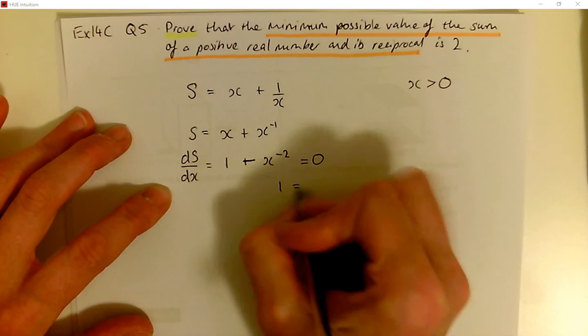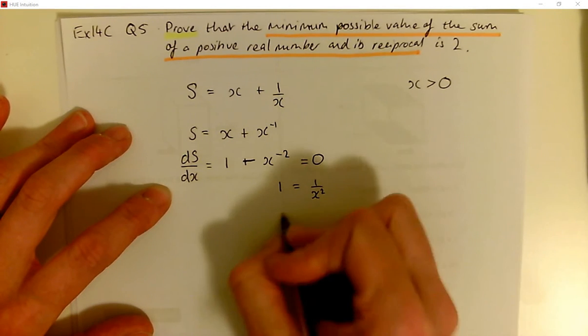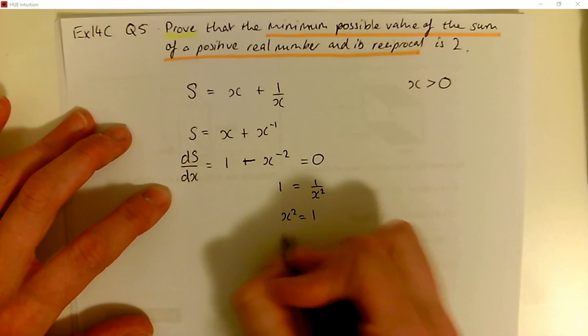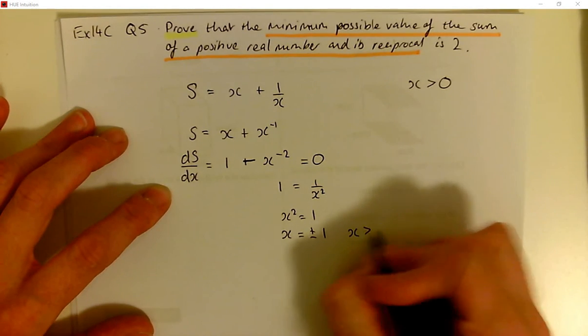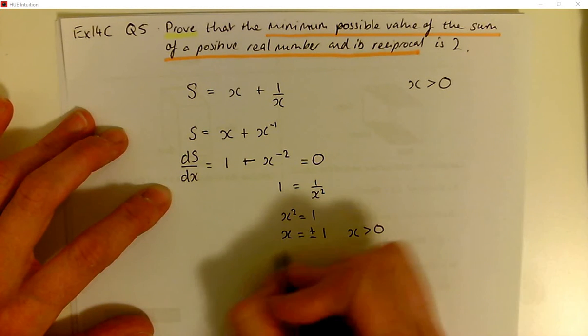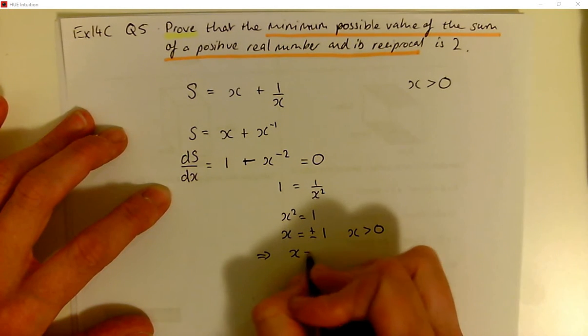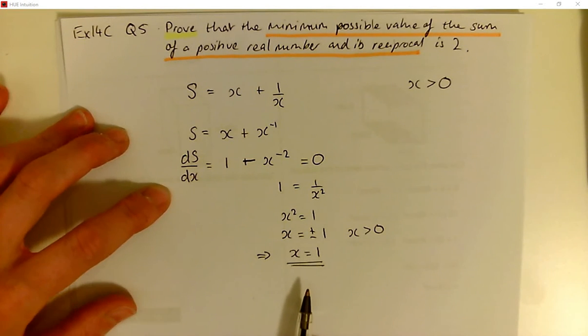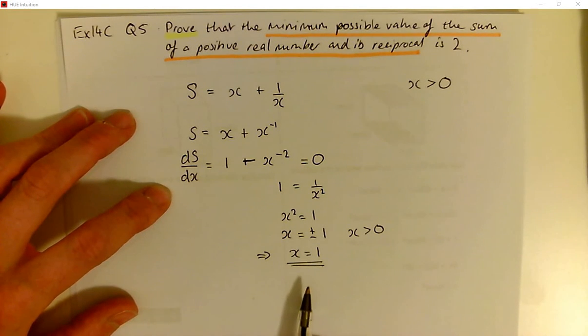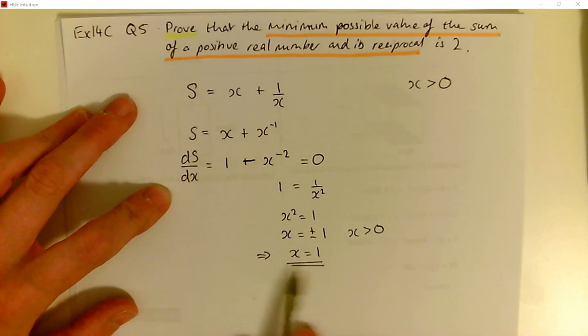So we've got 1 is 1 over x squared. That gives us x squared is 1, which means x is plus or minus 1, but x is greater than 0, so that tells us x is positive 1. Okay, now we have to prove that the minimum possible value of the sum and its reciprocal is 2.